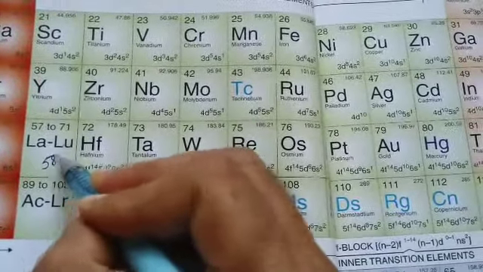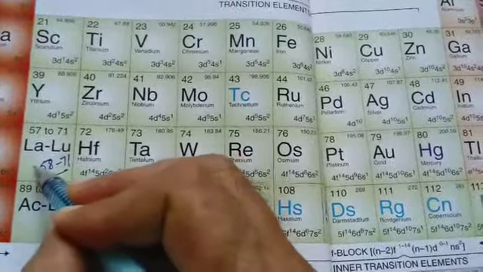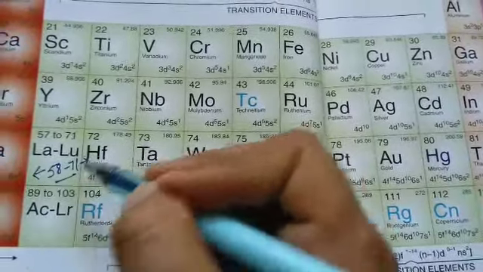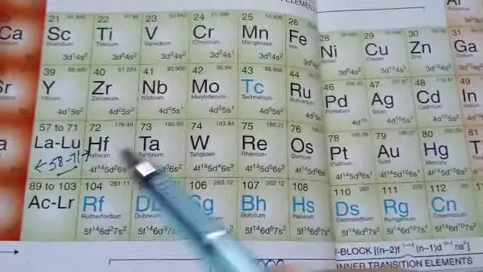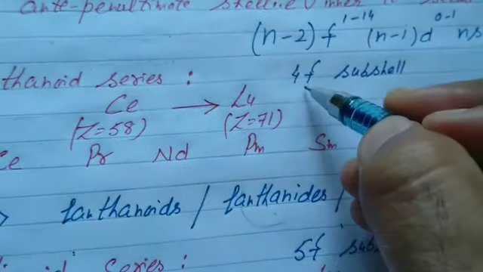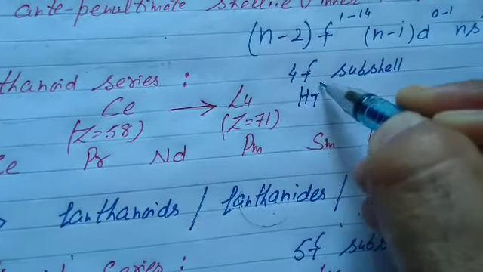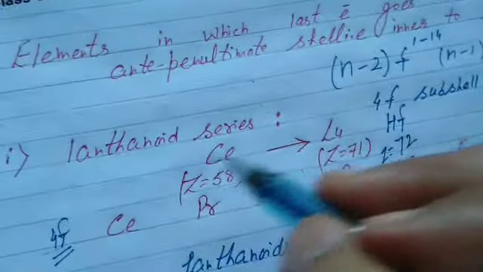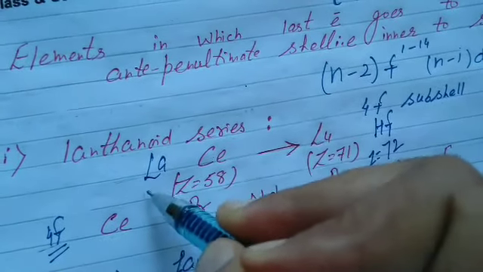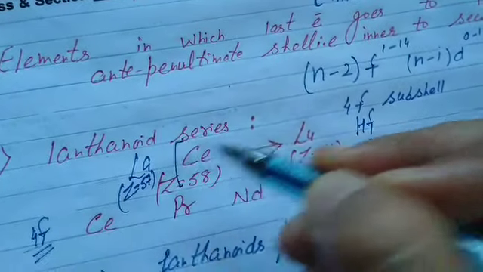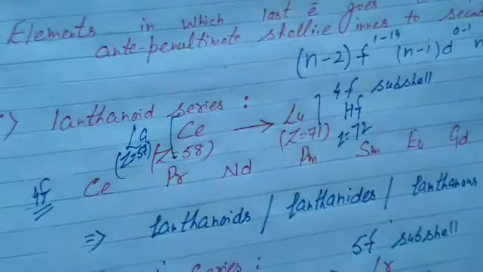Lanthanoids are 58 to 71. Before this, 57 is a transition metal, and after 71, 72 is again a transition metal. They are surrounded by transition metals of D block on both sides. Hence, they are called inner transition metals. After lutetium, the next member is the transition metal hafnium, atomic number 72. Before cerium is lanthanum, atomic number 57.